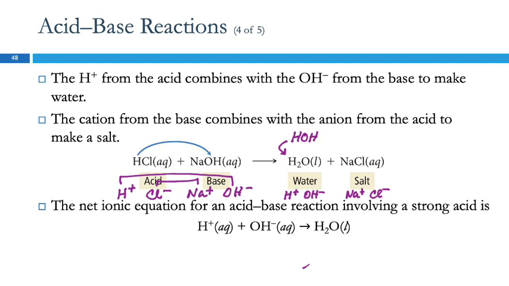So the net ionic equation for an acid-base reaction that has a strong acid in it is always going to be the same. It's going to be hydrogen ion plus hydroxide ion makes water.